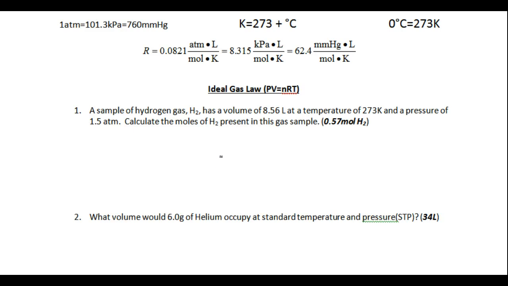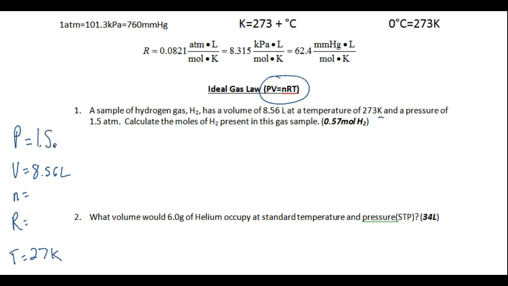So here we have the ideal gas law using this equation here, PV equals nRT. And so we're going to take inventory: P, V, n, R, and T. A sample of hydrogen gas has a volume of, so here's my volume, 8.56 liters, at a temperature of 273 Kelvin. It should be in Kelvin as opposed to Celsius. If it were given to you in Celsius, you would convert it to Kelvin. At a pressure of 1.5 atm, calculate the moles.